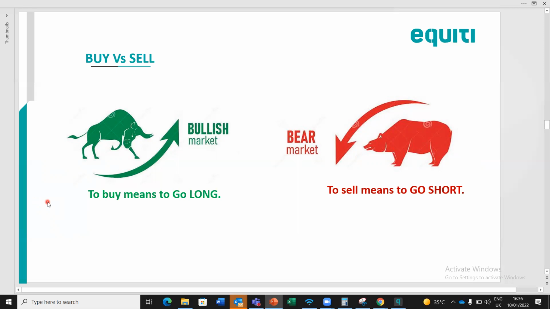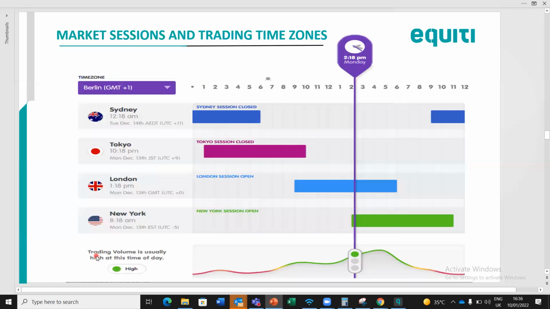All right. Now, that being established, let's quickly go through what we call the market sessions and trading time zones. Most times, a lot of people wonder, how is it possible that the forex market is open for 5 days of the week? The forex market opens by our own time Sunday night, and then it doesn't close till Friday night.